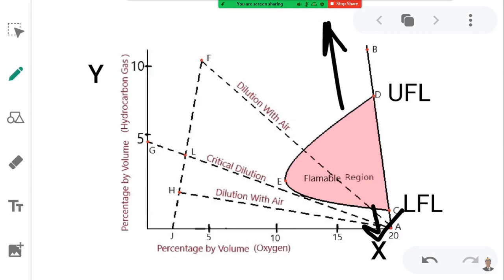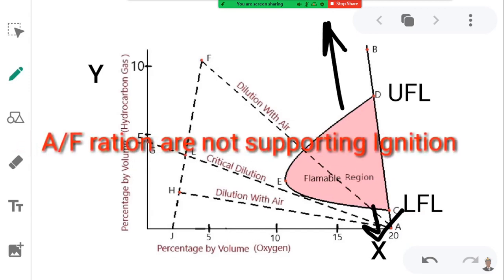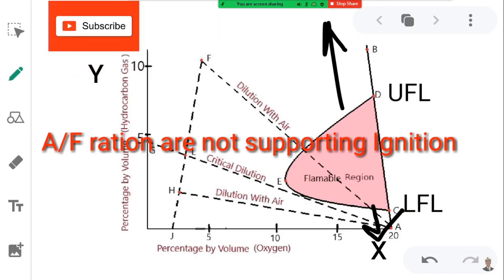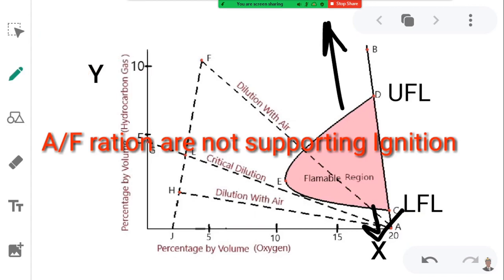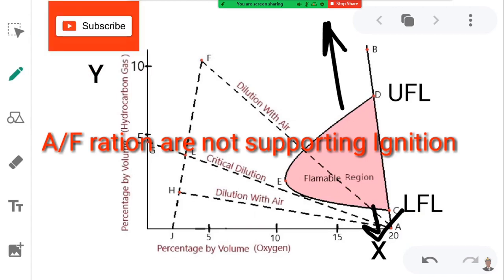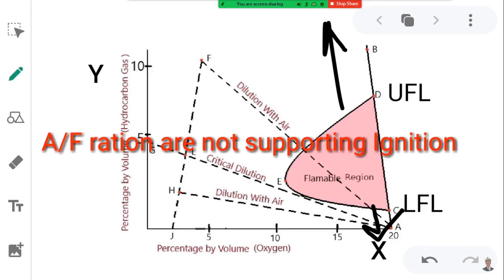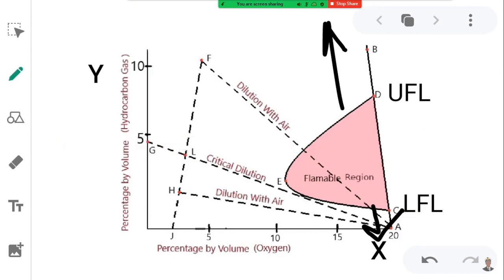hydrocarbon above the upper flammable limit is more, and the concentration of oxygen is less in number. So these are not in equilibrium and not in the proportion which completes the fire triangle. The same is the condition below the lower flammable limit. Here the percentage by volume of the hydrocarbon is less and there is an enormous amount of oxygen, so it will not support the fire triangle and there won't be any flash of fire.